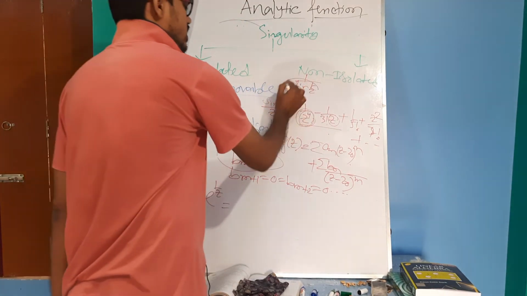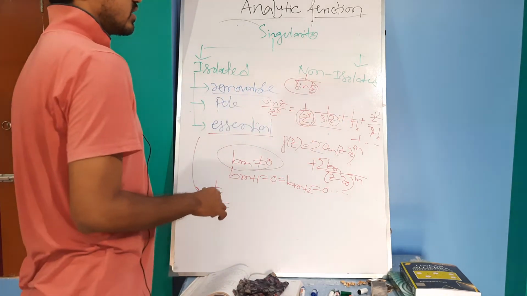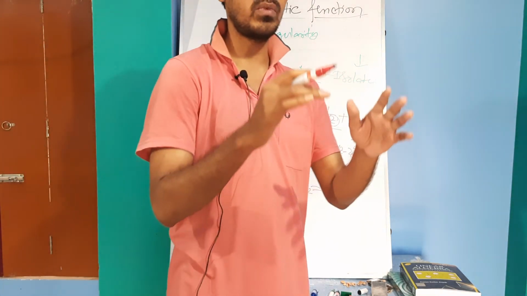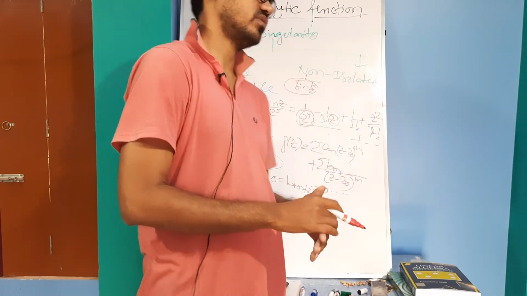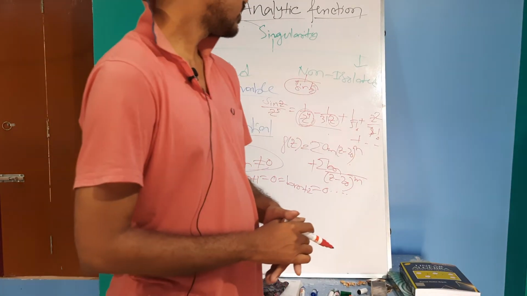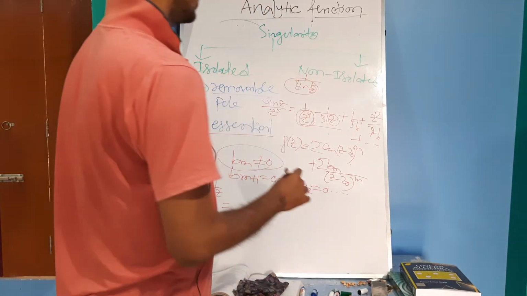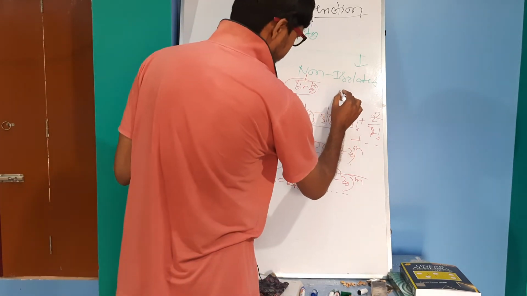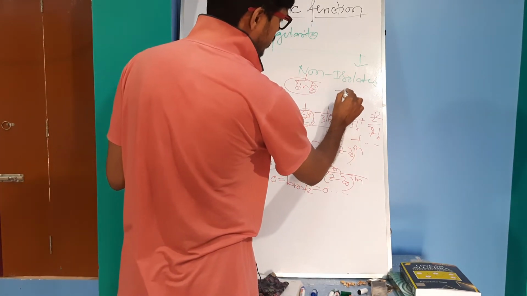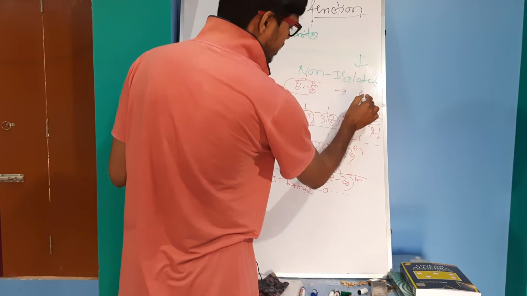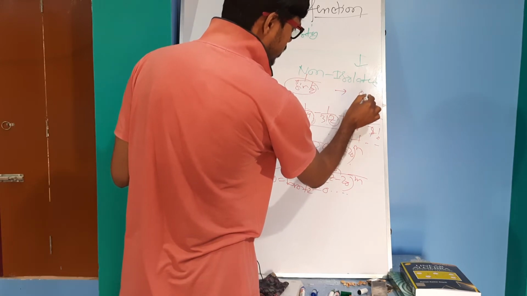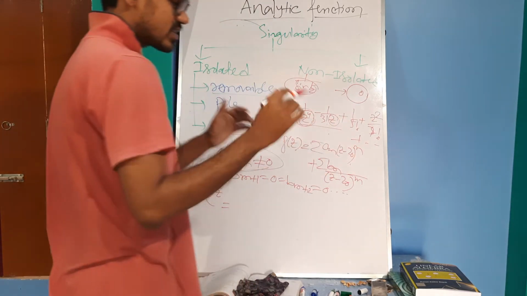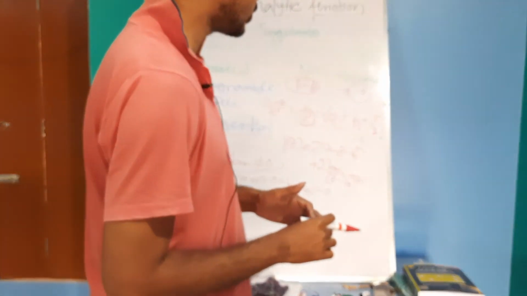So if you equate this to 0, you will find z equal to 1 by pi, 1 by 2 pi, 1 by 3 pi and so on. So in that case you can't separate the singularities near 0. If you take a singularity near 0, you will find another singularity within the neighborhood.